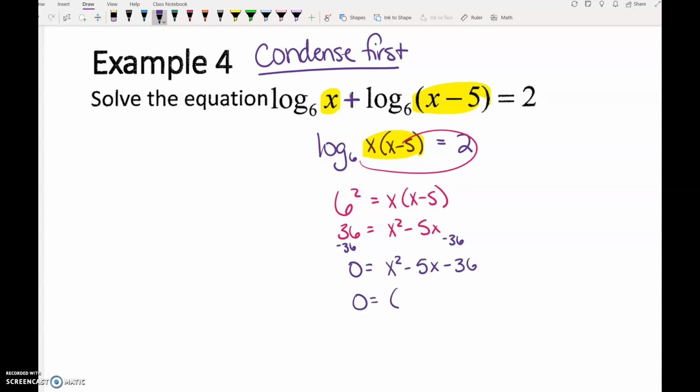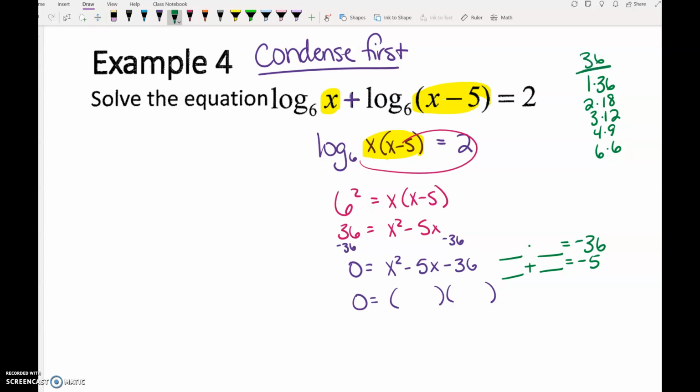We need to factor this trinomial. Remember, we're looking for two numbers that multiply to give us negative 36 and add up to negative 5. Now, this pair of numbers was kind of tough for me. It didn't pop into my head immediately. But I thought about, to get 36, I can do 1 times 36, 2 times 18, 3 times 12, 4 times 9, or 6 times 6. That's all of the ways that we can multiply to get 36.